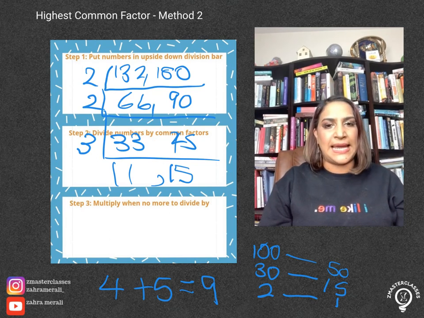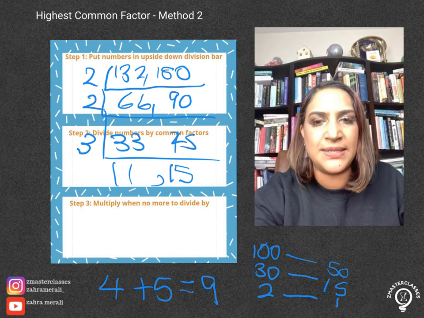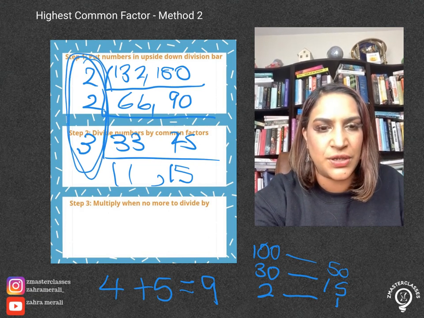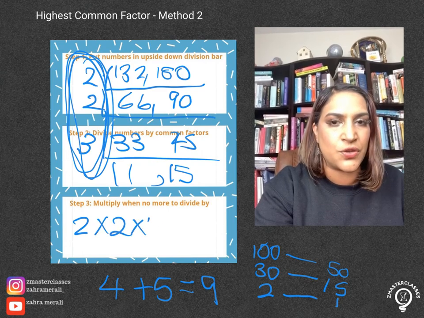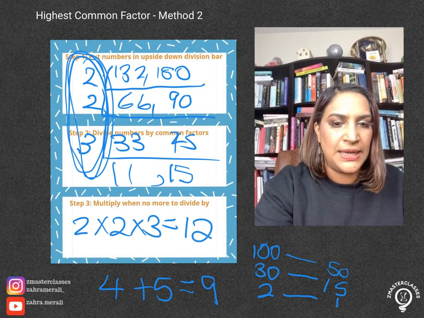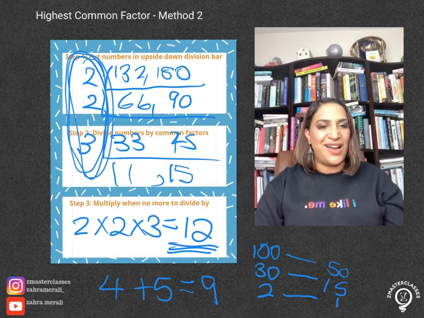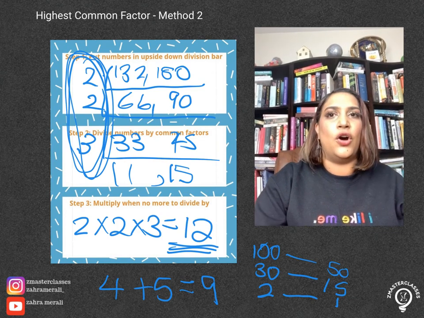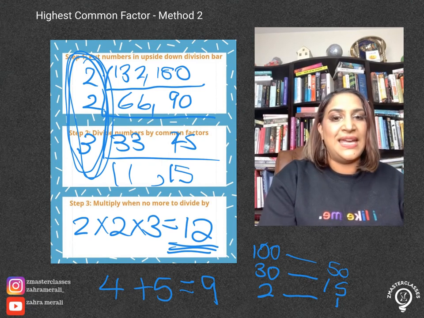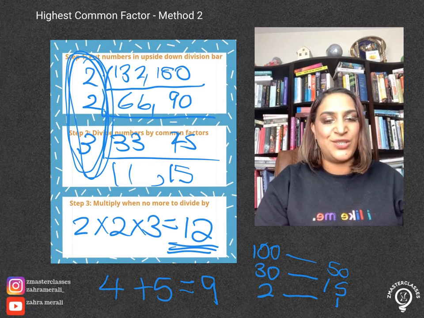So what we do here now is we multiply these numbers that are around the edge. So can you see these numbers here? You end up getting 2 times 2 times 3, which gives you 12. And this is your highest common factor. So the highest common factor of 132 and 180 is 12.